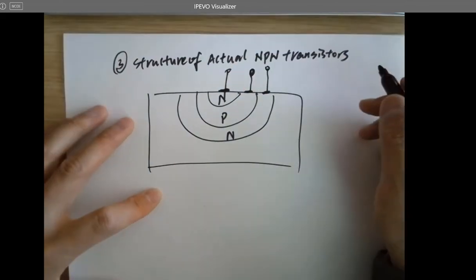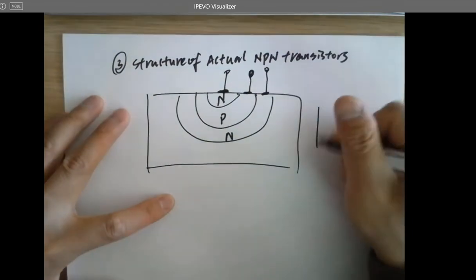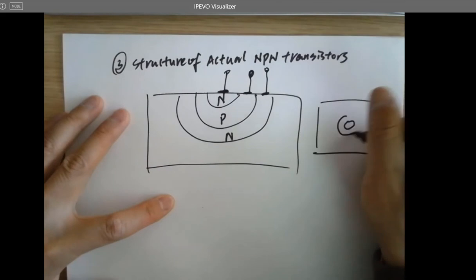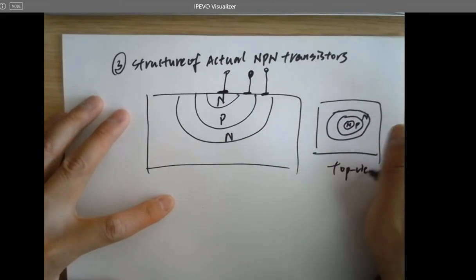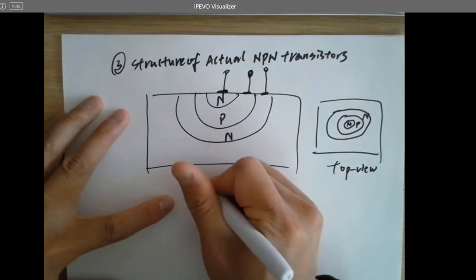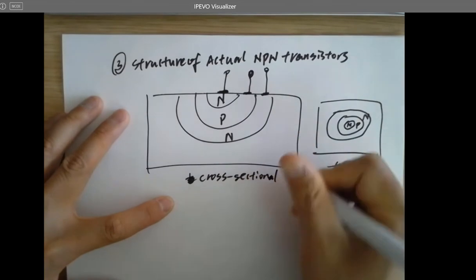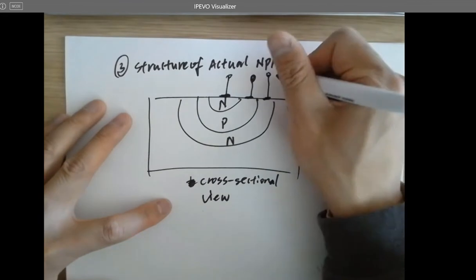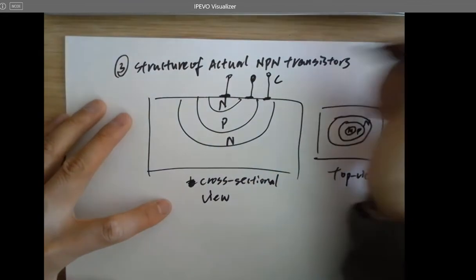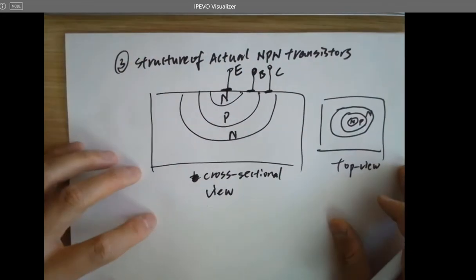Is that an NPN transistor? That's a cross-sectional view, right? So if it's a top view, then you can see it's like this, like a donut. NPN, that's a top view. That's a cross-sectional view. So, for example, this is the collector, this is the base, this is the emitter. All right.